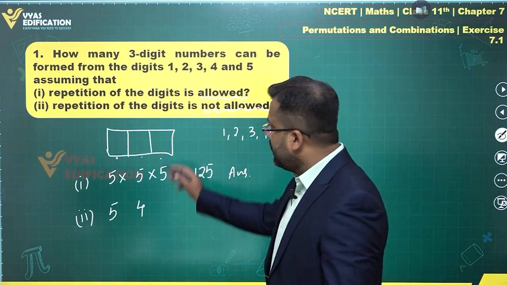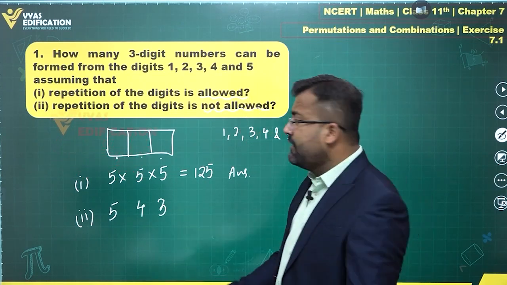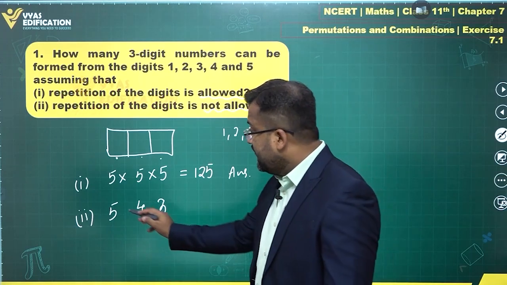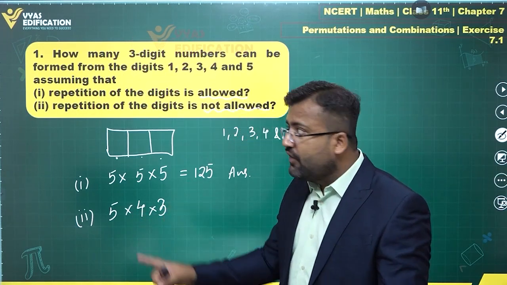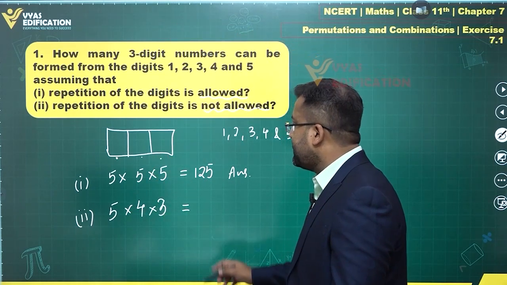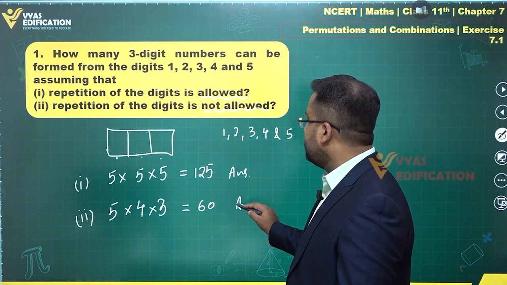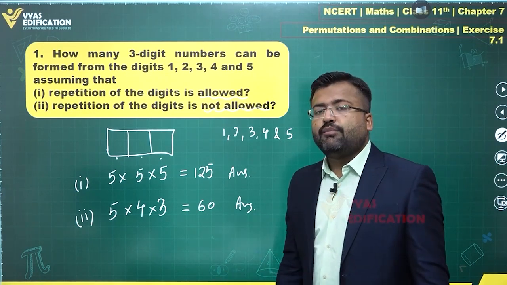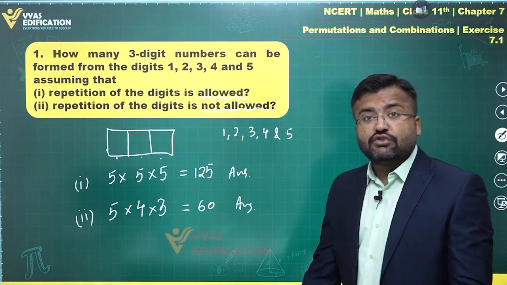Let's move on to the third box. In the third box, you will have 3 choices. You see the pattern, right? And since all 3 are required for making this 3-digit number, we'll use the fundamental theorem of multiplication over here. And what's this? This is 60, and that's the answer, that 60 numbers are possible in this way. Is that all? Yes, that's all that you have in this question over here.